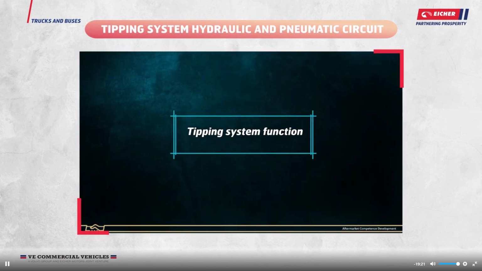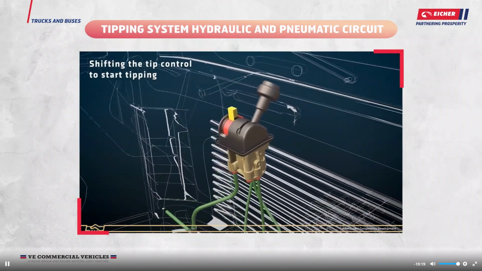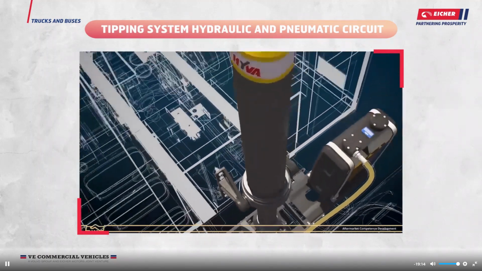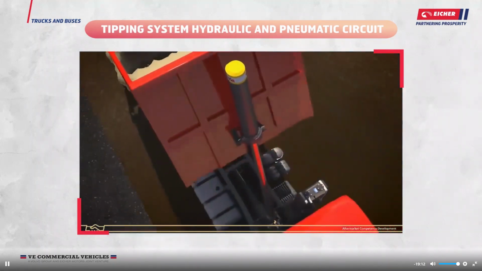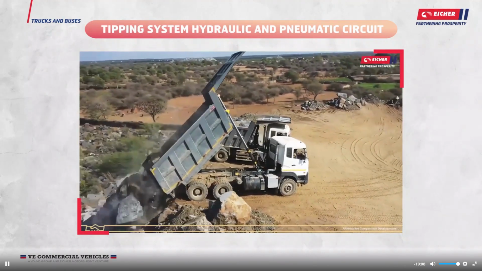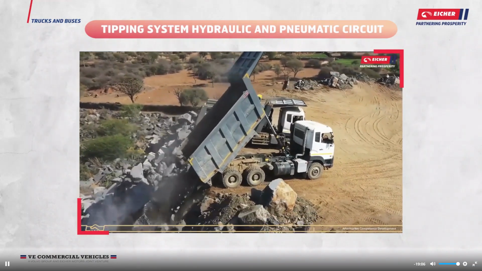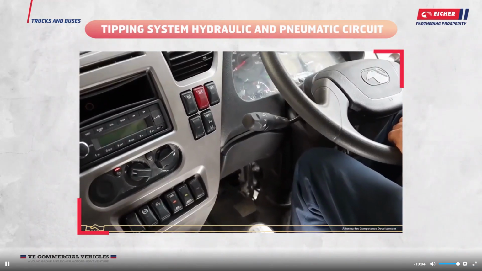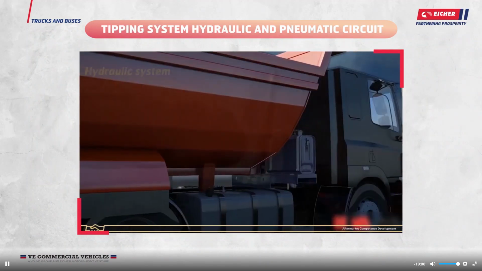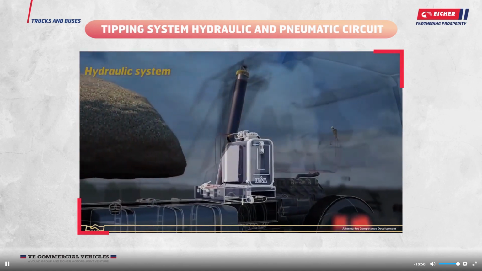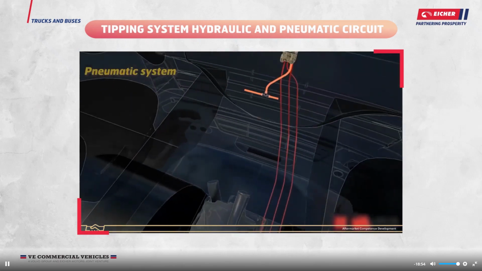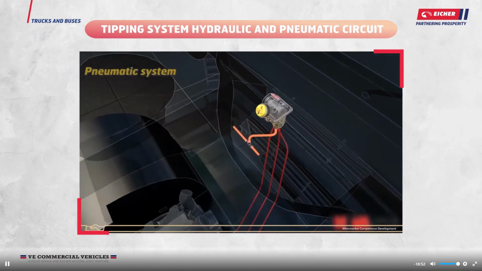Tipping system function. The hydraulic and pneumatic systems in a tipping system work in tandem to lift the tipper body to its tipping point and ensure safe and efficient operation to release the materials. The driver activates the tipping system using a switch provided on the cabin as per procedure. The hydraulic system is responsible for lifting the tipper body, while the pneumatic system is responsible for unlocking the tipping mechanism.